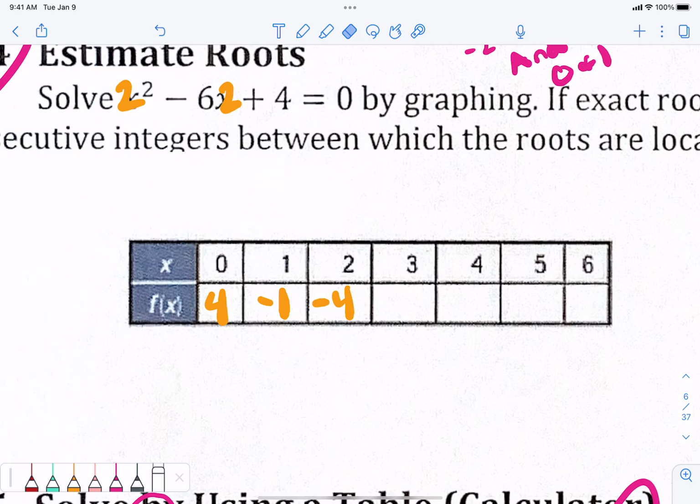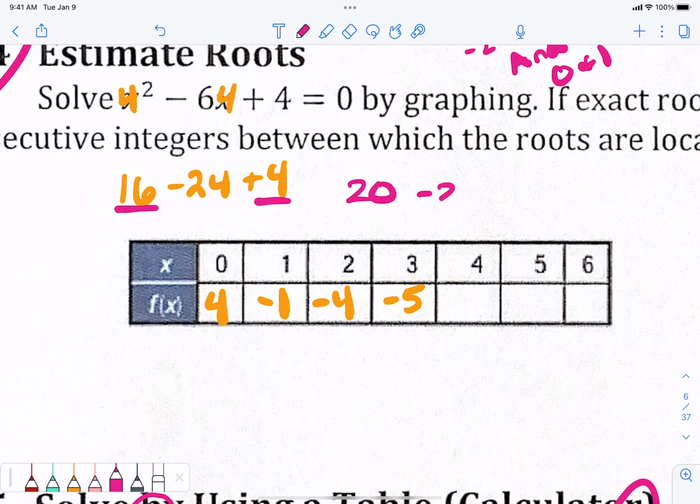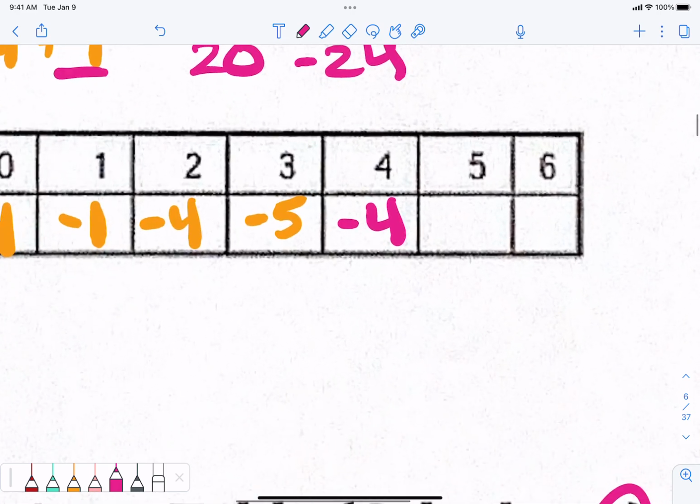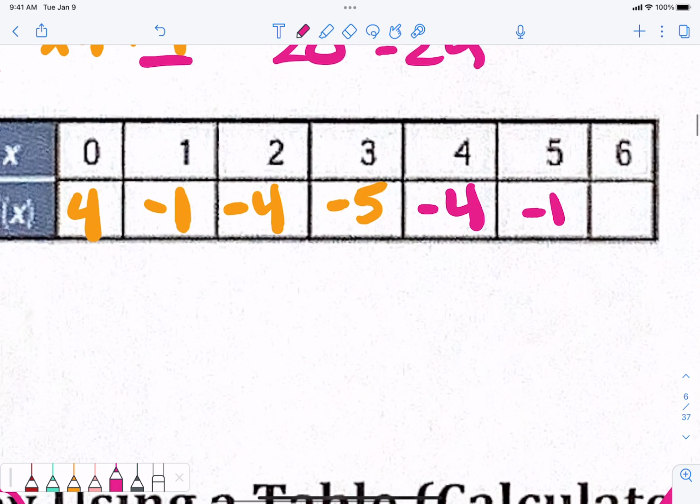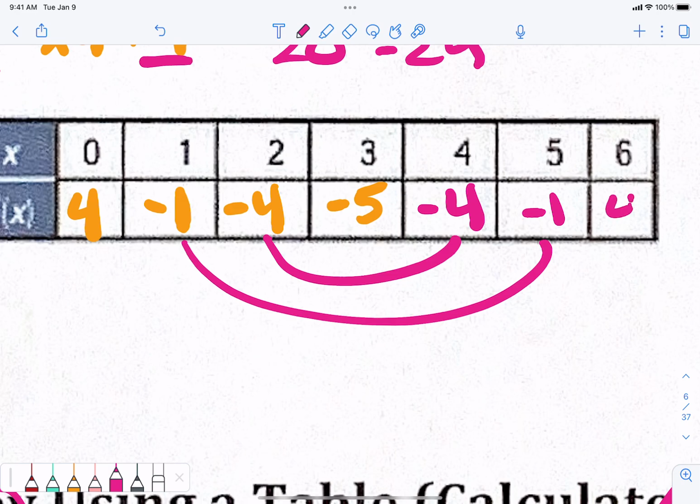3, am I going too fast? Are we doing okay? Okay, 3, if I plug 3 in, 3 squared is 9, 6 times 3 is 18, plus 4. -5. Okay, 4, if I plug 4 in, 4 squared is 16. 6 times 4 is 24 plus 4. Sometimes I like to add my positive numbers together. 16 and 4 are positive. That's 20 minus 24. -4. I can stop. What's the next one going to be? -1. You see the pattern? We've started to repeat, right? And then the next one is 4.